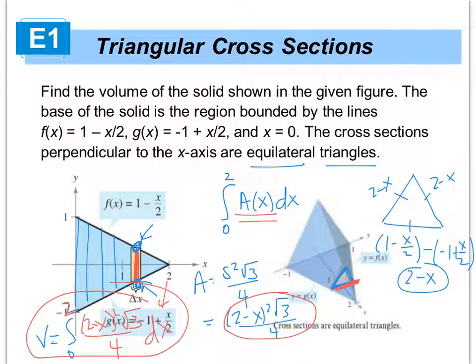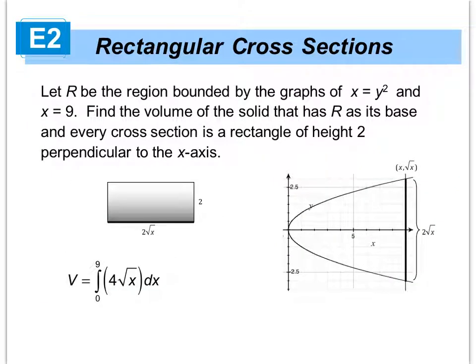So let's look at one more example. This example says let R be the region bounded by the graphs of x equals y squared and x equals 9. Find the volume of the solid that has R as its base, and every cross section is a rectangle of height 2 that is perpendicular to the x-axis.